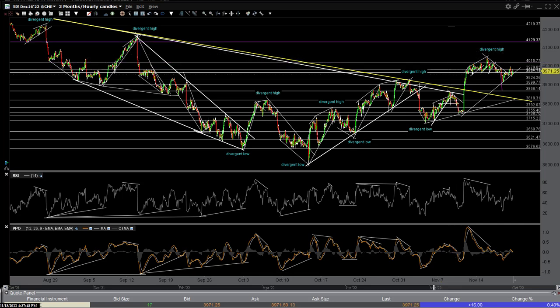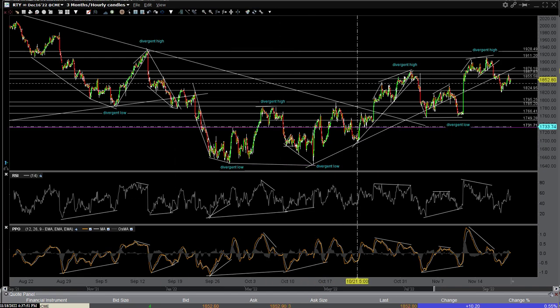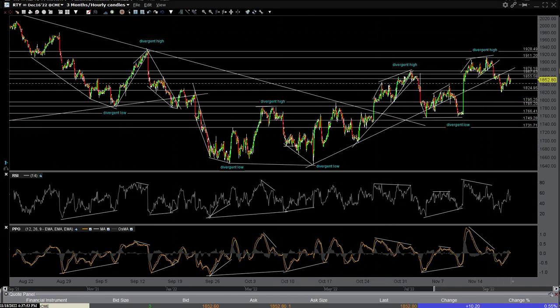And then RTY, and then we'll wrap up. So this is the small cap futures, Russell 2000.